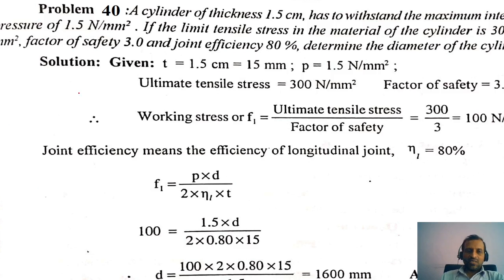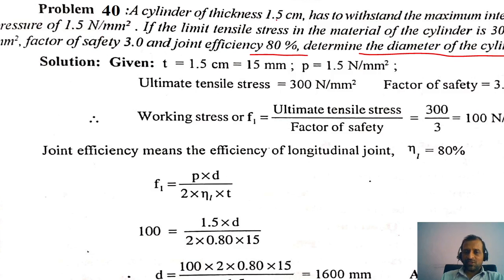So the next problem is a cylinder of thickness 1.5 centimeter has to withstand the maximum internal pressure of 1.5 Newton per mm square. If the limited tensile stress in the material of the cylinder is 300 Newton per mm square, factor of safety 3.0 and joint efficiency 80%, determine the diameter of the cylinder. He is asking you to find out the diameter of the cylinder, but here he has given joint efficiency 80%, right? So read it once again.